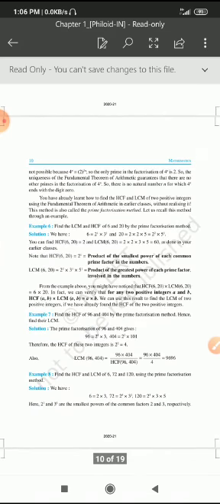Next, example 6. Before going to this example 6, let us see how to find the HCF and LCM of given numbers by using the prime factorization method.